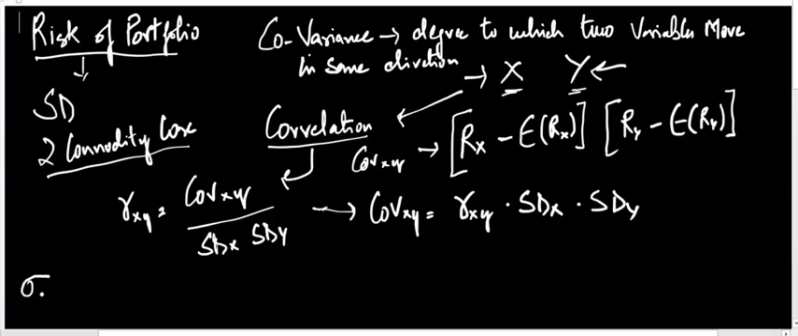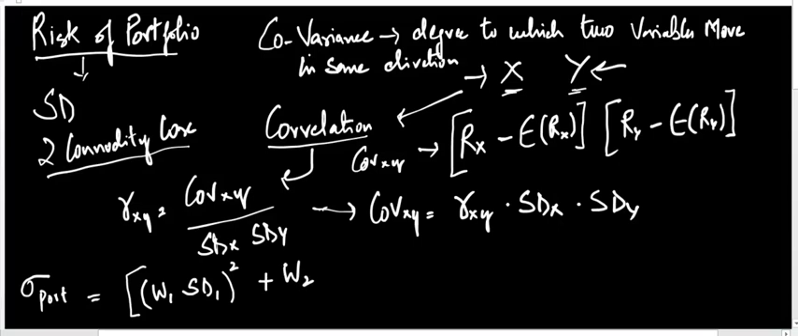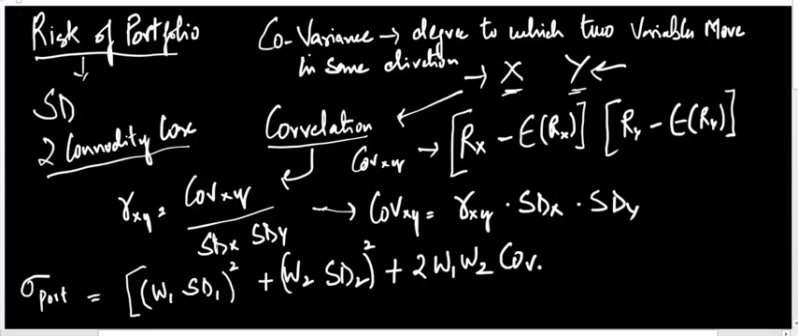Now the risk on the portfolio is measured as the weight of security 1 multiplied by the standard deviation of security 1 squared, plus weight of security 2 multiplied by the standard deviation of security 2 squared, plus 2 times the weight of security 1 into the weight of security 2, and then multiplied with the covariance between security 1 and 2. I have to take the root of it.